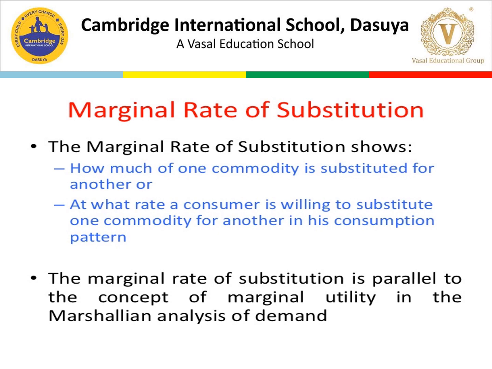As you remember, marginal rate of substitution means the sacrifice of one commodity for gaining another commodity; that is the rate. We did this earlier, in the beginning of our chapter. The marginal rate of substitution is parallel to the concept of marginal utility. We have done marginal utility and total utility, in the Marshallian analysis of demand, that we have already discussed. So let's move on to the next topic.